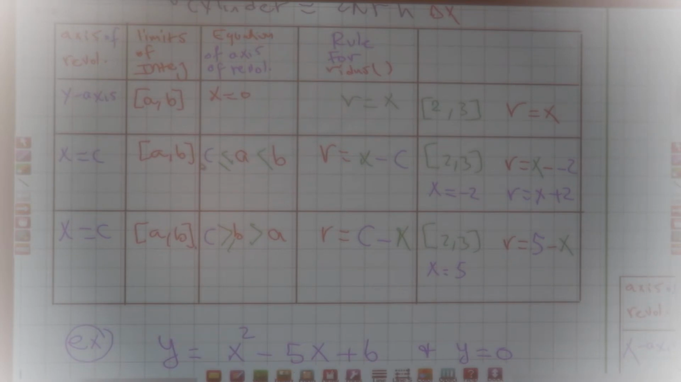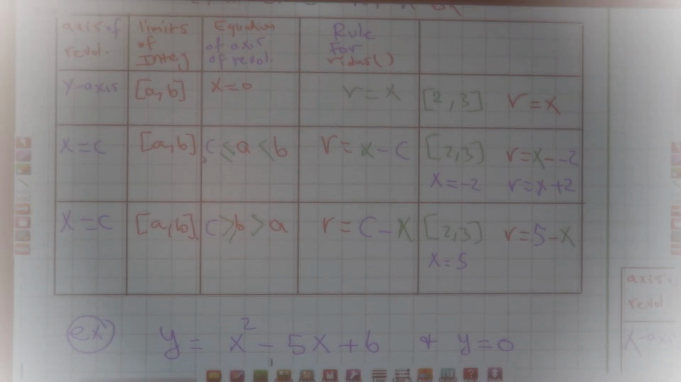I made for you a table. Look at this table one second. Let me just explain it. Here we are still rotating about the y-axis. Y-axis means x equals 0. I put it there. Y-axis means x equals 0, right? I explained this before. Okay.